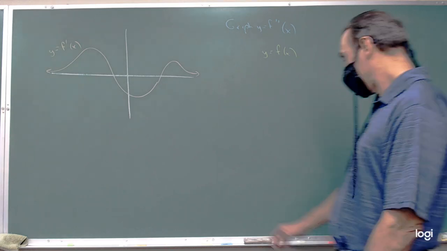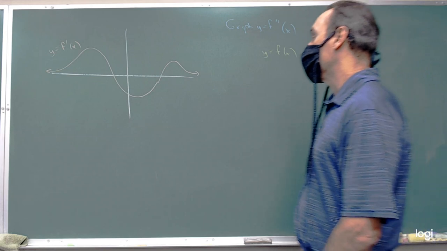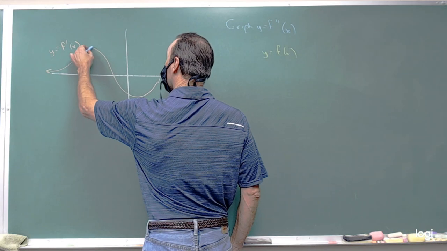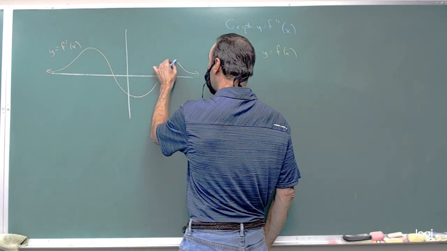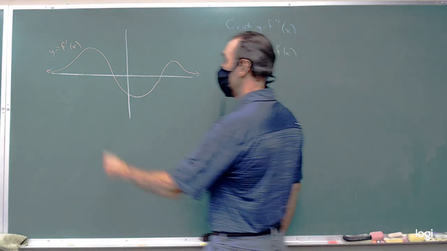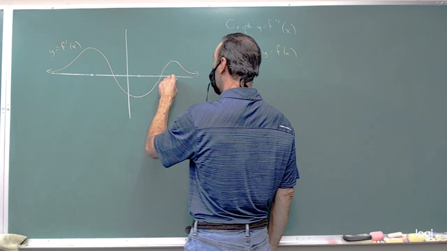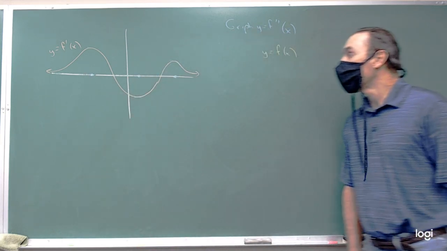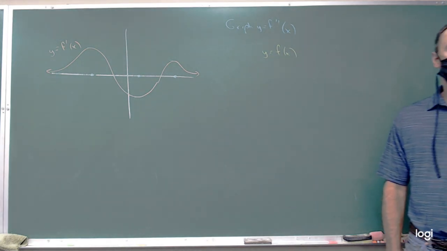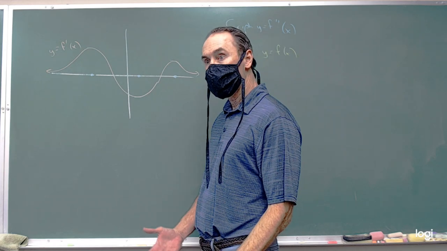So for the f double prime, we're looking for the derivative of this curve. So we can look for horizontal tangents, because where we have a horizontal tangent, the derivative is going to be zero. So we can put x-intercepts down at those places.